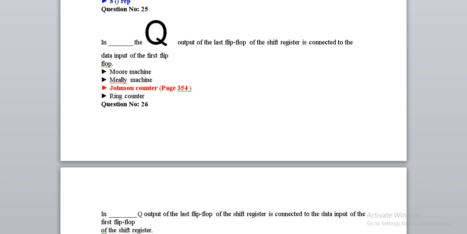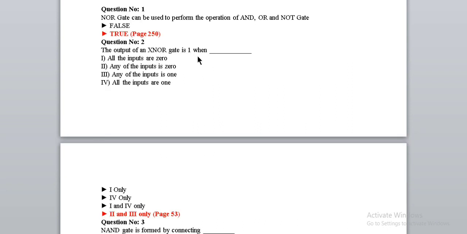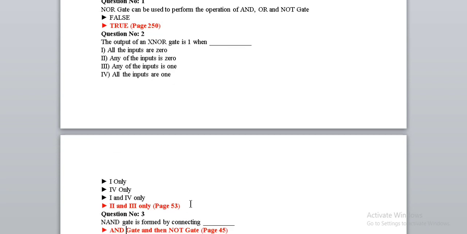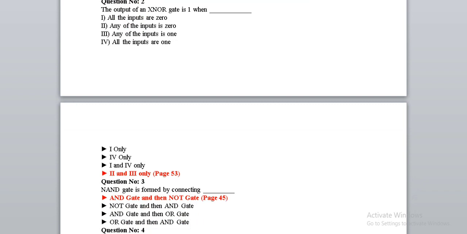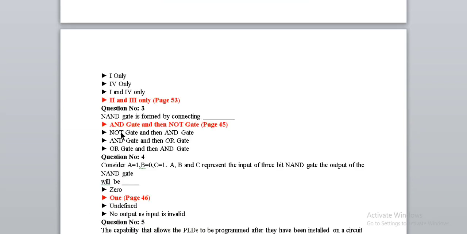The output of an XNOR gate is 1 when the correct options are number 2 and 3: when any of the inputs is 0, or any of the inputs is 1. NAND gate is formed by connecting an AND gate and then a NOT gate. Consider A is equal to 1, B is equal to 0, C is equal to 1. Then A, B, C represent the inputs of a 3-input NAND gate. The output of the NAND gate will be 1.